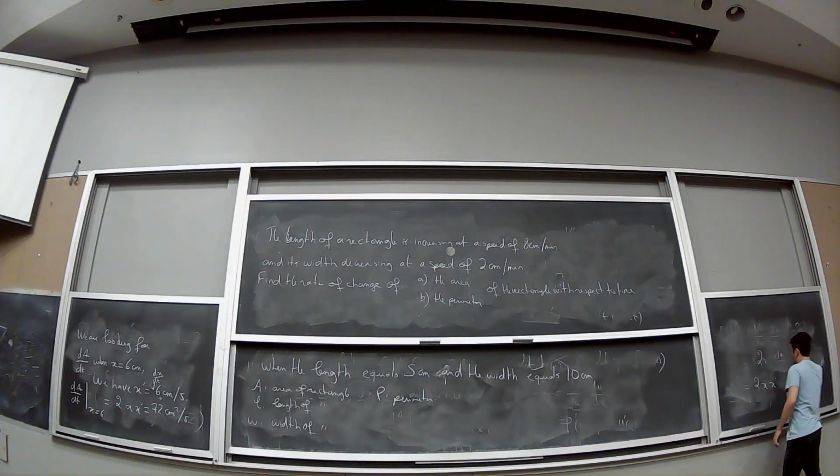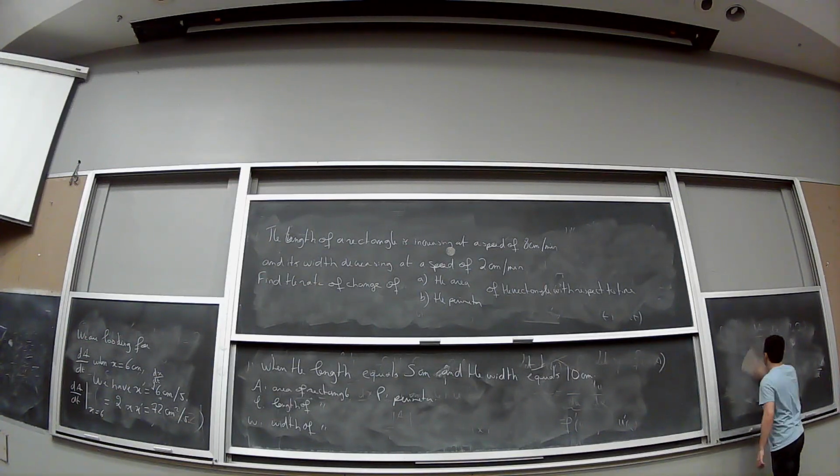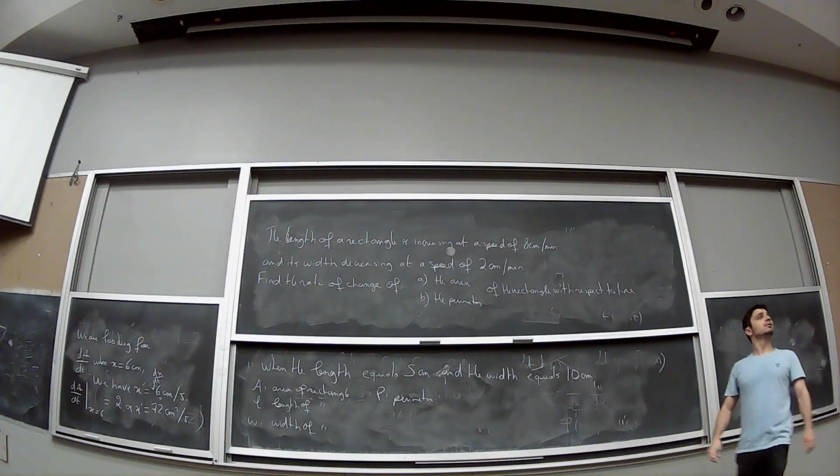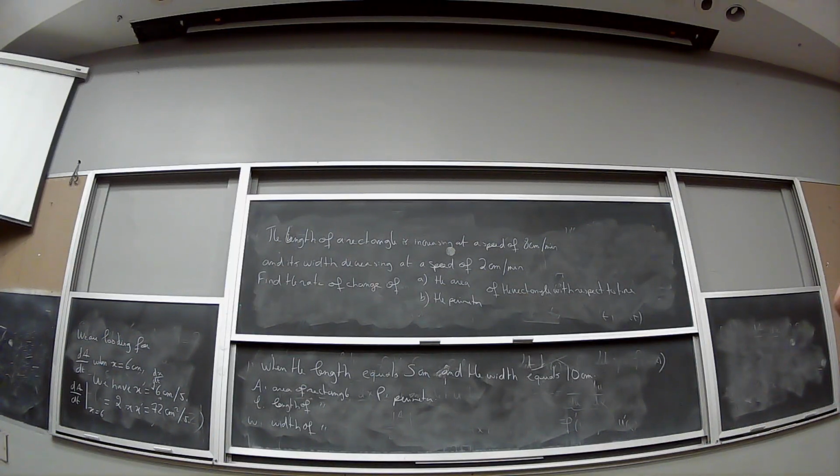So what is A in terms of L and W? Everybody? What is the area in terms of L and W? Area of a rectangle is the product of the two sides, right? You see that? A is L times W. L and W are functions of what in that case? L and W are functions of time. You see that?